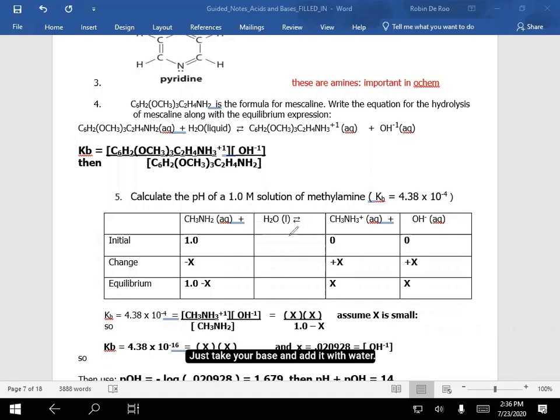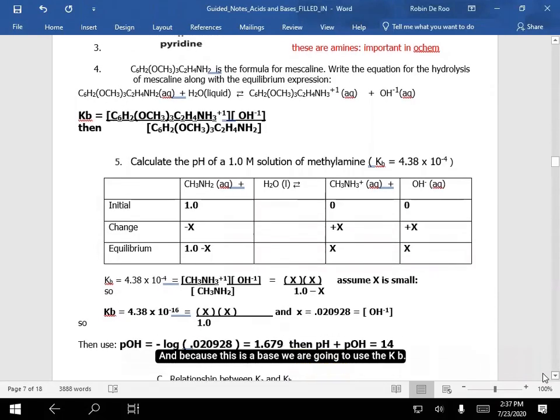So it's very important that we get our equilibrium reaction correct. Just take your base and add it with water. So always base plus water, and then do your reaction. So our initial is 1 molar, 0, 0. Our change is minus x plus x plus x. So the equilibrium is 1 minus x, x, and x.